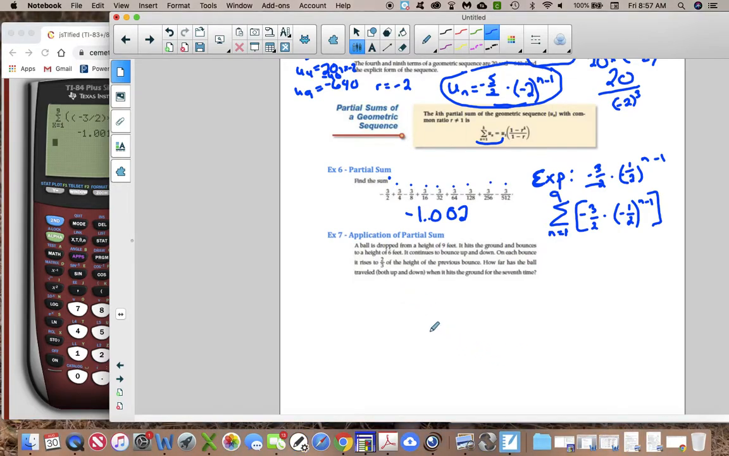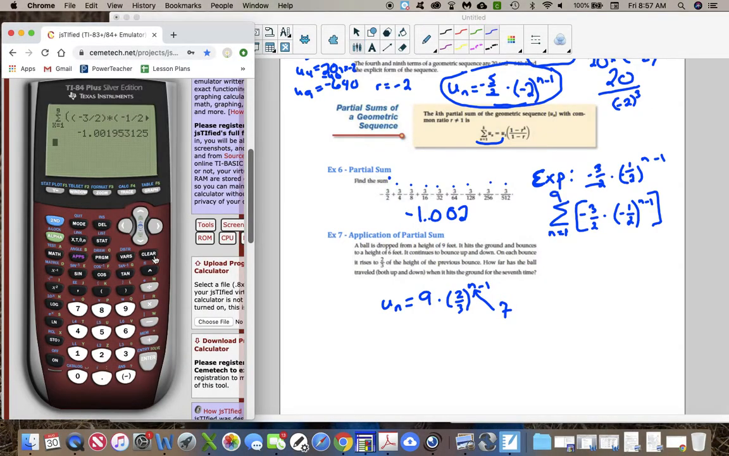So my explicit formula, u sub n equals, I'm starting with a height of 9, and it is bouncing 2/3 each time. And I'm going to do n minus 1. That is my entire sequence. Easy, easy. Then, if I want to do the 7th bounce, I plug 7 in there. So I'm going to do that over here. Clear. 9 times, parentheses, 2 divided by 3, close parentheses, to the 7 minus 1 power, or you could just put 6 in there.